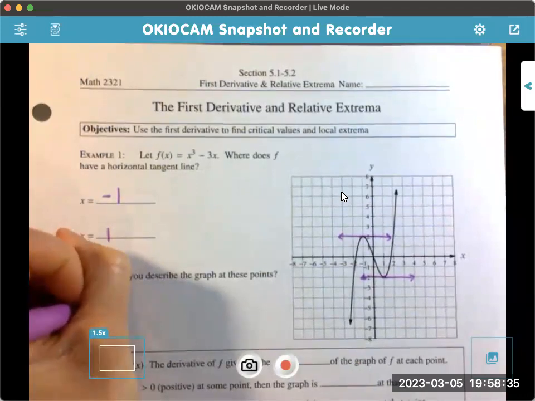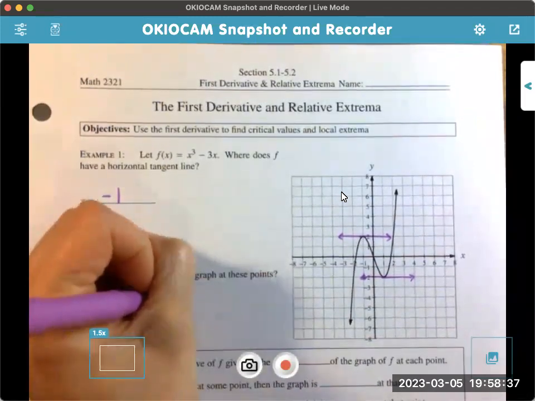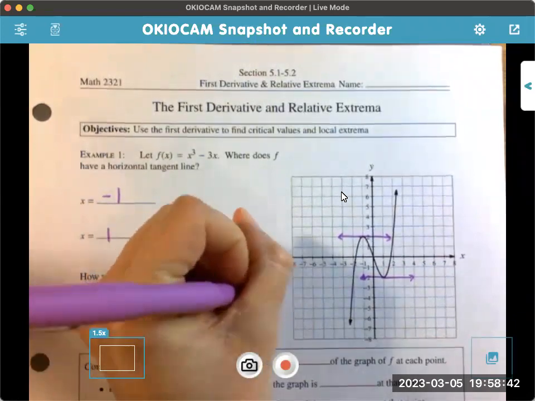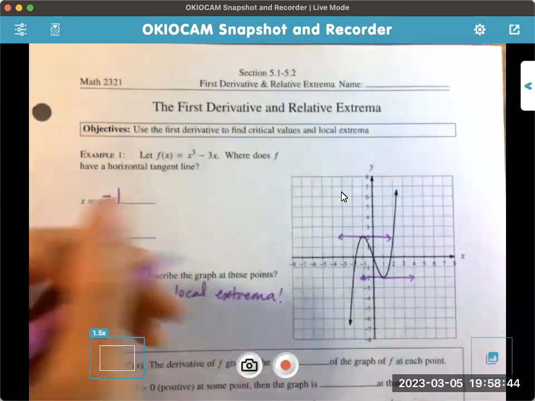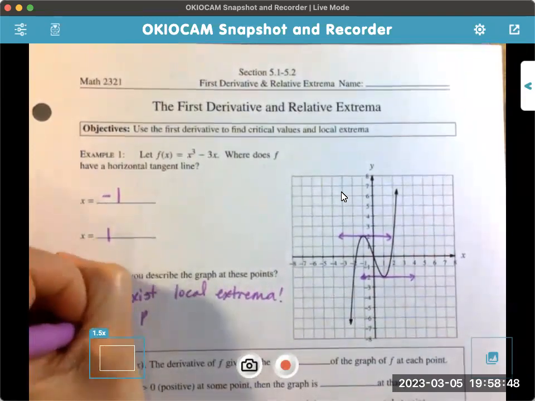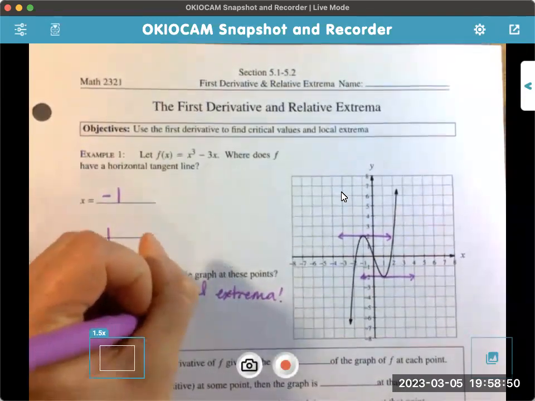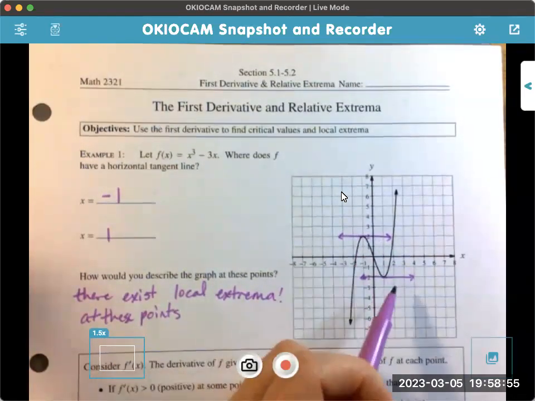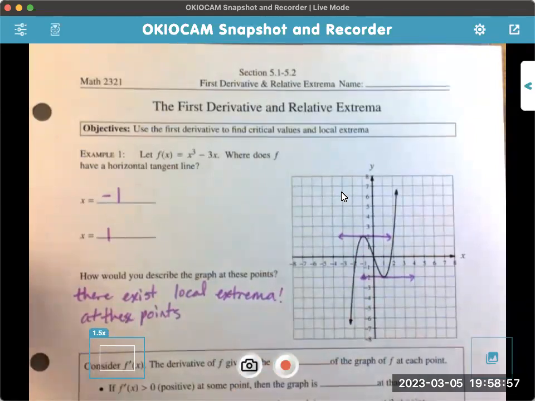So there exist local extrema at these points. Extrema being like a max or a min, a hill or a valley.